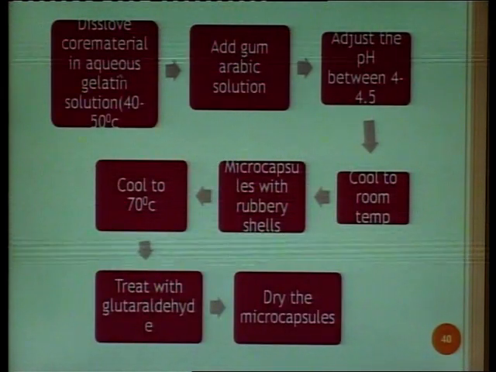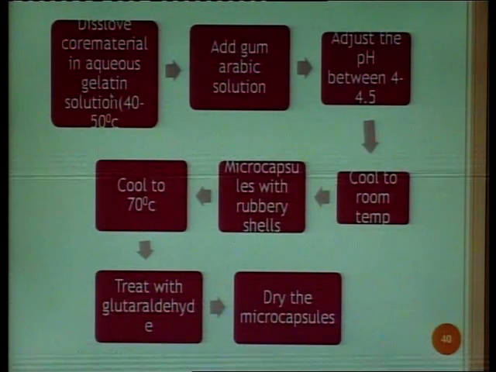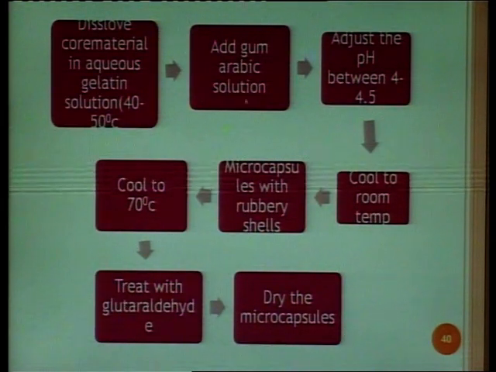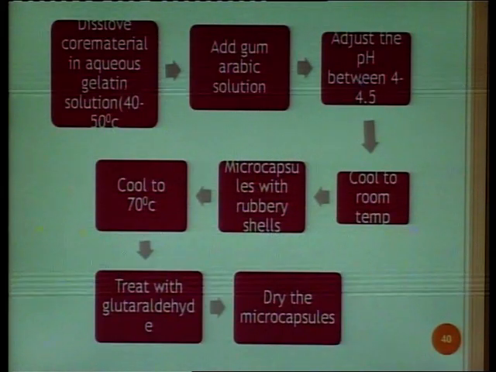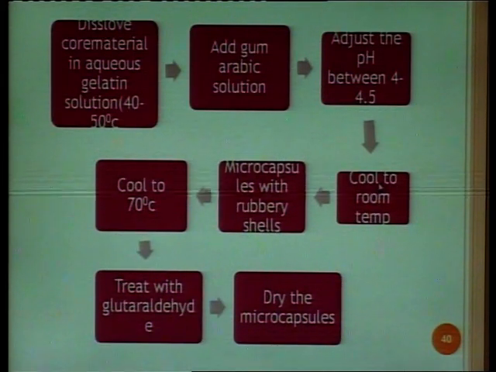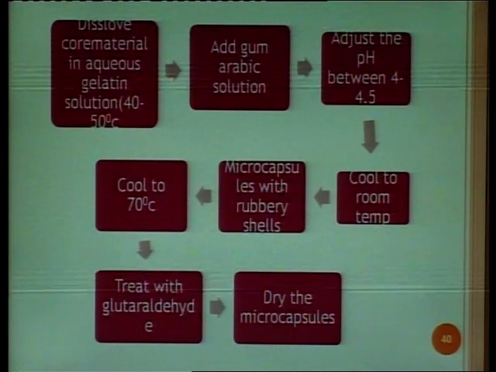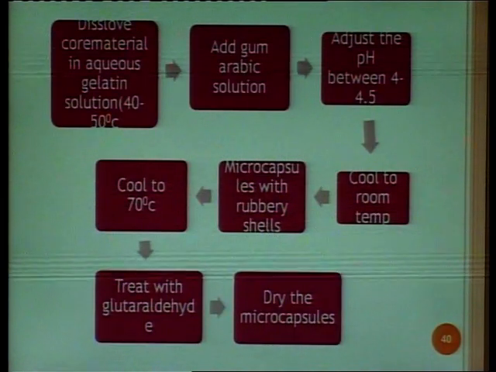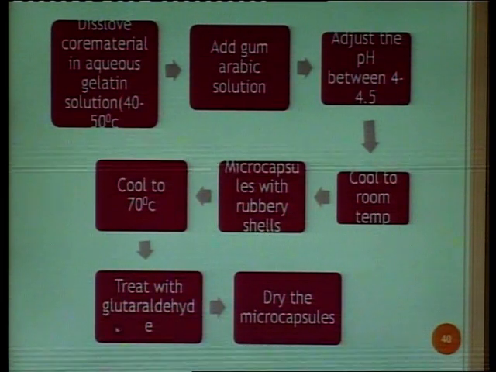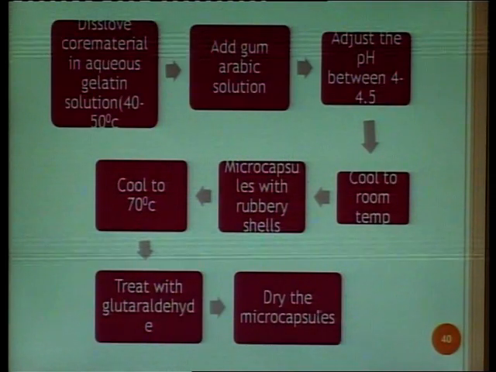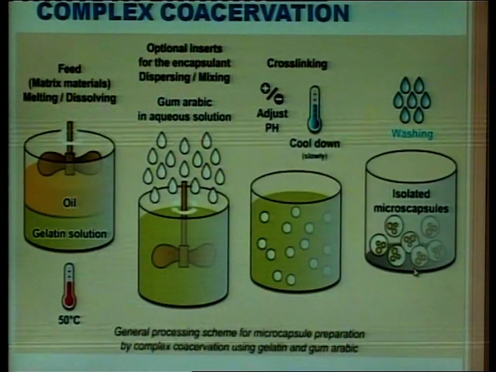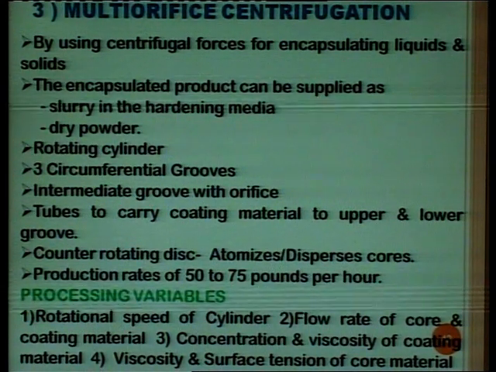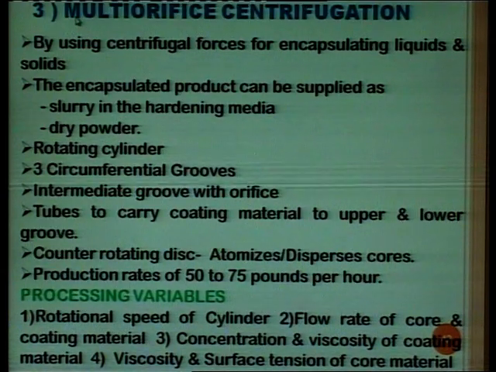In this technique, first of all, dissolve the core material in aqueous gelatin solution at 40 to 50 degrees Celsius, then add gum arabic solution, then adjust the pH between 4 to 4.5, then cool to room temperature. Microcapsules with rubbery shells are formed, then it is cooled to 70 degrees Celsius, treated with glutaraldehyde, and finally you dry the microcapsules. So this is all about the complex coacervation technique. With this we complete the second technique of microencapsulation, that is complex coacervation.